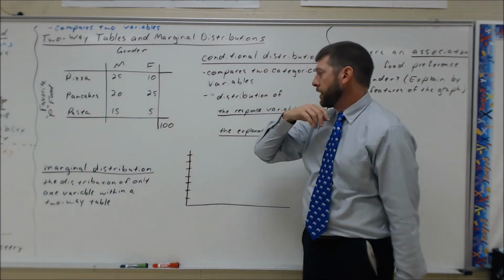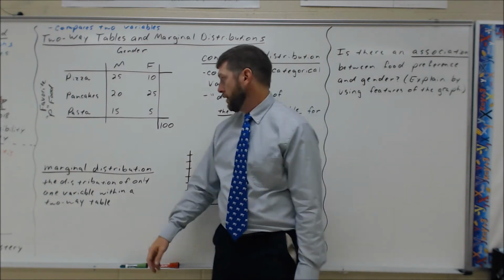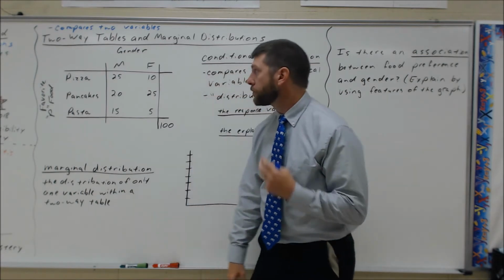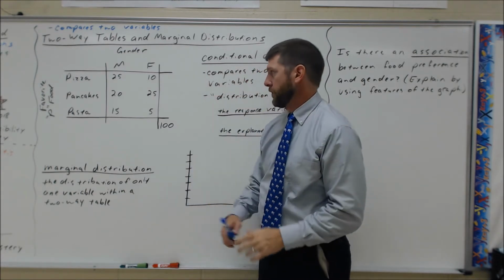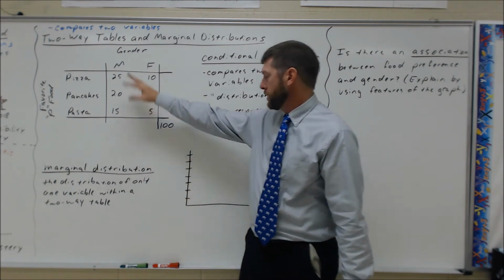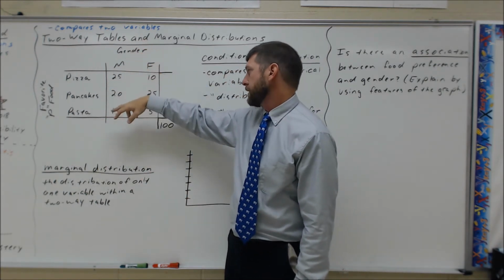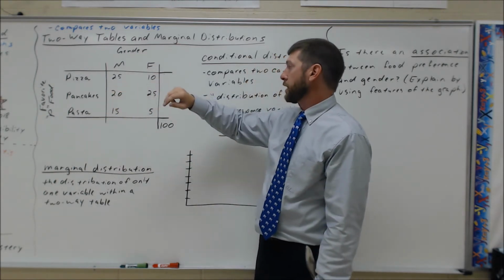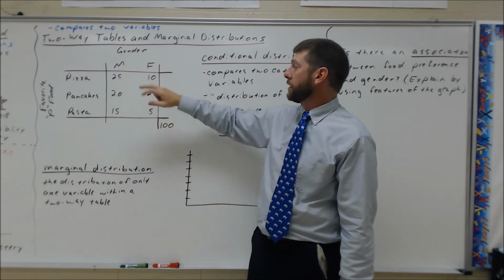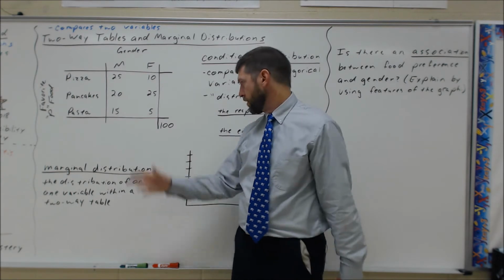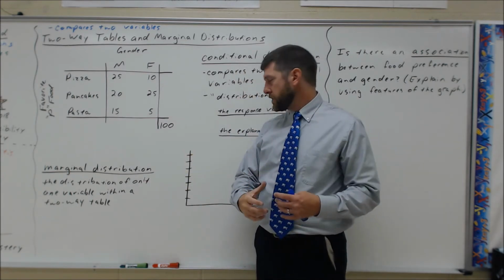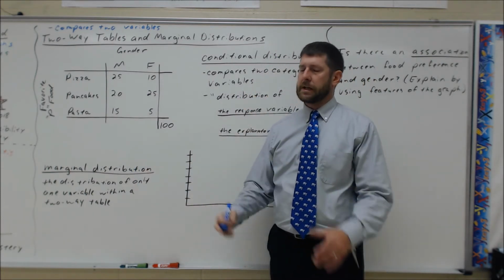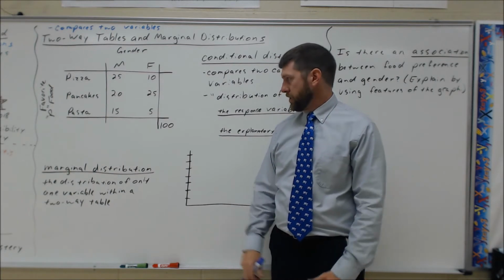So for example, we have 100 students that we surveyed, and we just asked them 2 questions. What's your favorite P food, your favorite food that starts with the letter P, and what's your gender? As we went through, we got all these different responses. The guys said 25 like pizza, 20 like pancakes, 15 like pasta. Females, 10 like pizza, 25 like pancakes, and 5 like pasta. So there's our 100 students. There's 2 types of information we can get from this: a marginal distribution and a conditional distribution.